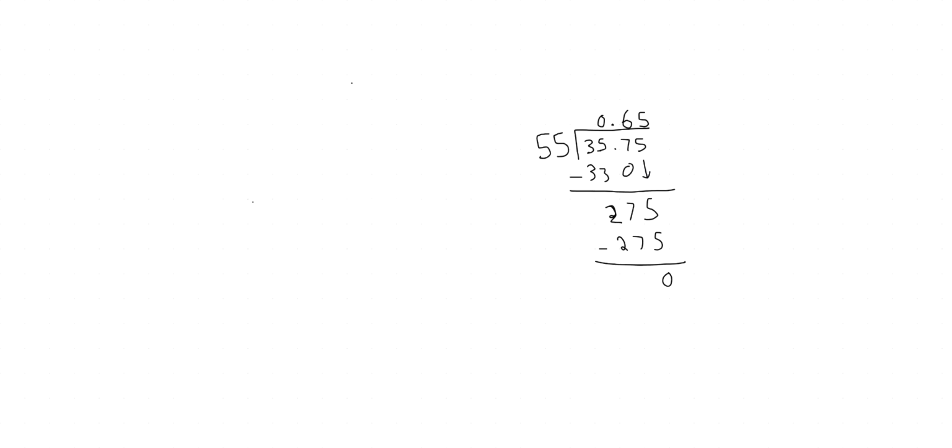Here, what if there was a 5? What if it was 5.5, right? What if it was like this, 5.5 instead of 55? And then you have 35.75. Okay, now in a case like this, you always don't want to have decimals in this divisor outside.